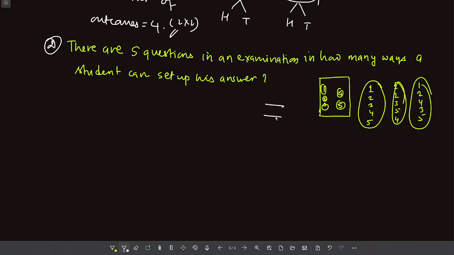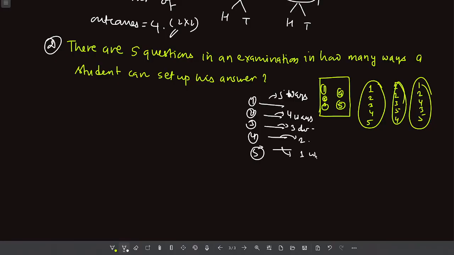There are 5 spaces to solve the questions because we need to do 5 questions, right? So there are 5 spaces. The first space can be filled in 5 different ways. Second can be filled in 4 different ways. Third space can be filled in 3 different ways. Fourth space can be filled in 2 different ways, and fifth space can be filled in 1 way. Now we need to multiply all these, means 5 times 4 times 3 times 2 times 1.